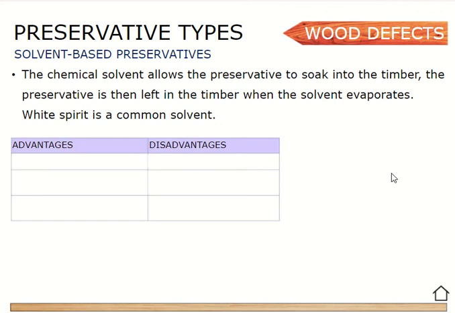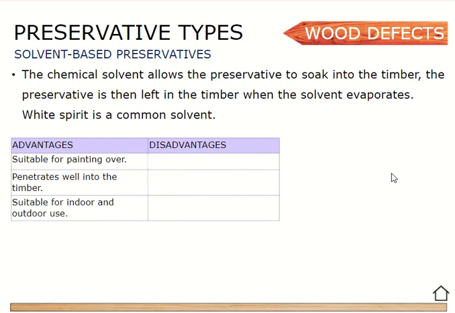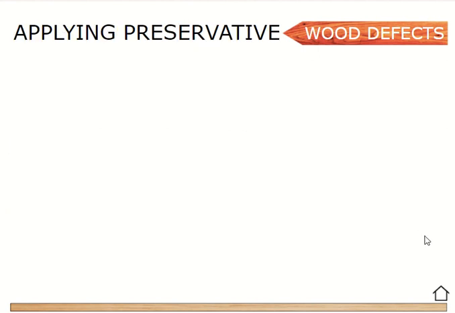Okay, the advantages of this is it's suitable for painting, so you can paint over it. It penetrates into the timber, so it soaks nicely into the timber to protect it, and it's suitable for both indoor and outdoor use, which is good. There's a very strong smell of it because of the preservative or the chemical, the white spirits. It's obviously more expensive. White spirits is more expensive than water, as you can imagine.